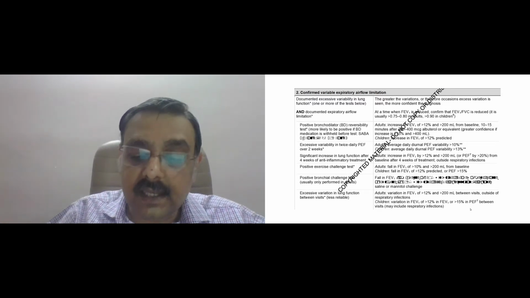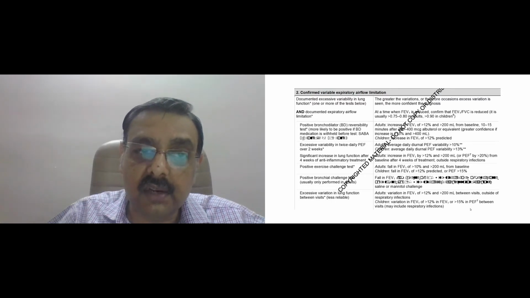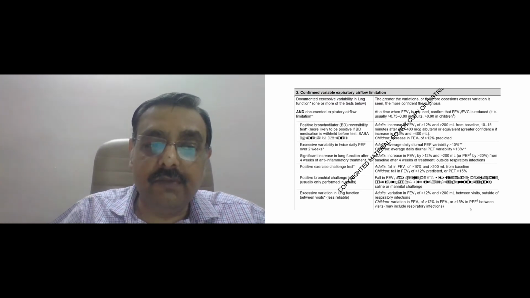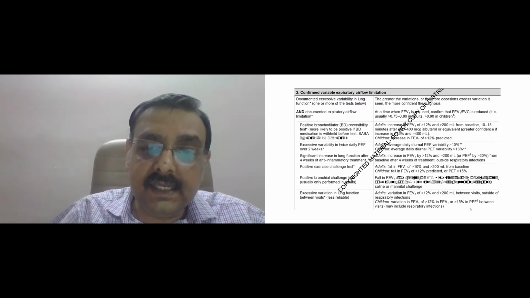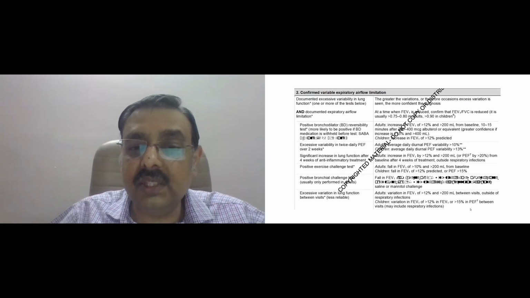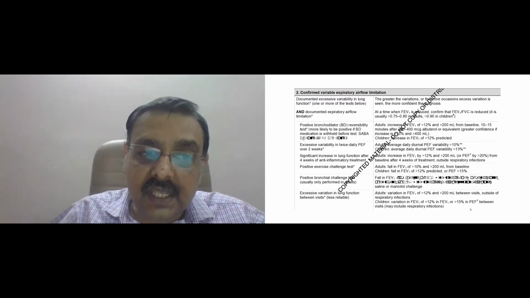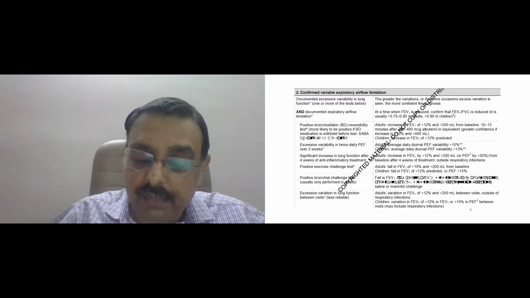But to say that there is a variability or a reversibility, you have to document that either the lung functions are reversible, which means that they improve with 400 micrograms of salbutamol, which is given and you repeat it, or you give inhaled corticosteroids and you find that the lung function improves after 4 weeks. In some children, we do an exercise challenge test where the lung function actually is seen to fall. So it is a positive challenge test, and you find that the lung function falls by 10%. So these are the usual tests which are used in clinical practice.